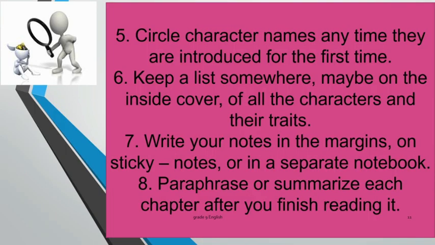Number 5, circle character names anytime they are introduced for the first time, especially when you are reading a very long story. You are going to find out who those characters are. Number 6, keep a list somewhere, maybe on the inside cover, of all the characters and their traits.